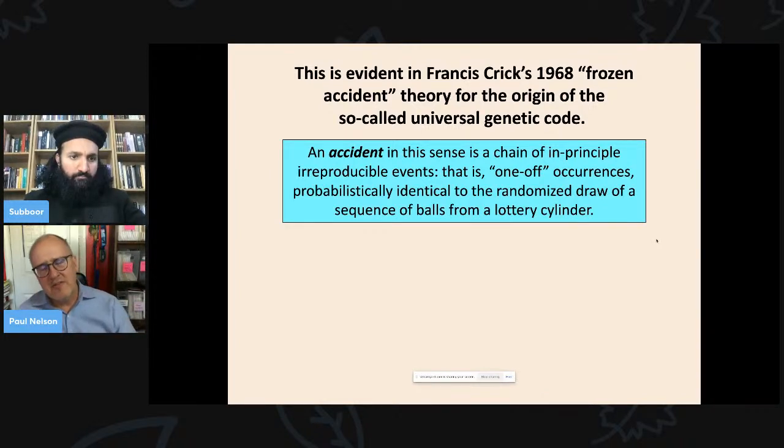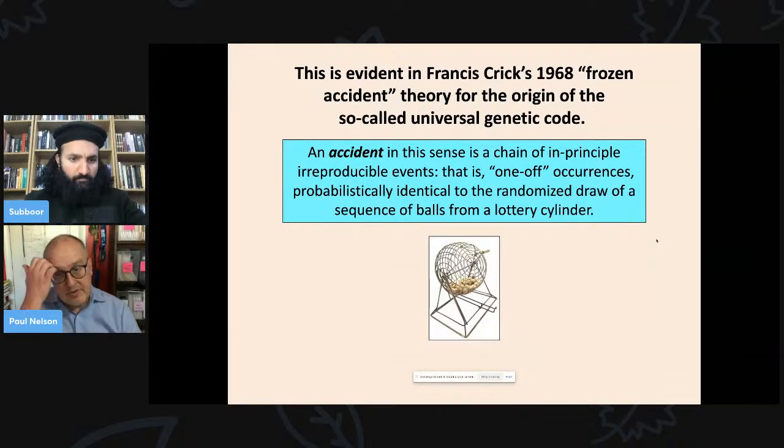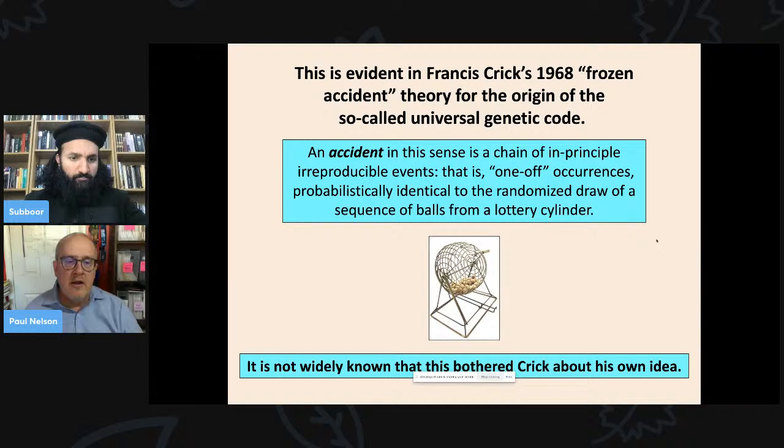Now, an accident in this sense is a chain of in principle irreproducible events. These are one-off occurrences that are probabilistically identical to a randomized draw from a lottery cylinder. So again, keep this model in mind. All right. The paper by Crick is widely cited. Not a lot of people actually read it all the way through, because when you get to the last paragraph, it's clear Crick does not like his own proposal. He does not like his own frozen accident theory.